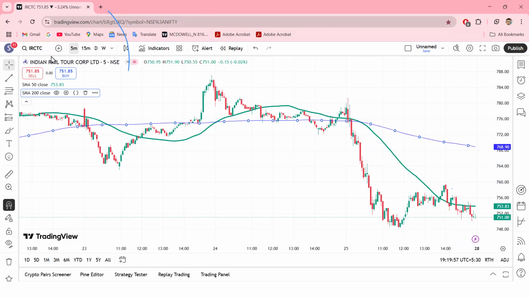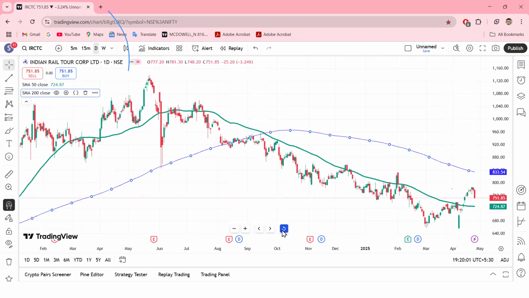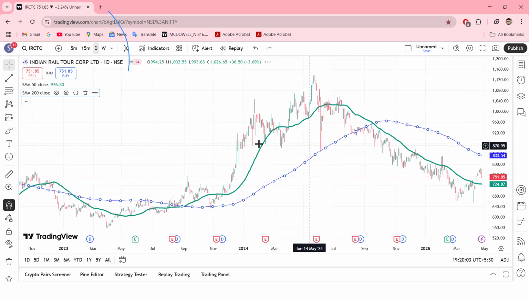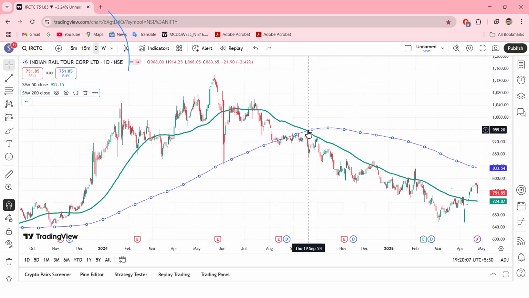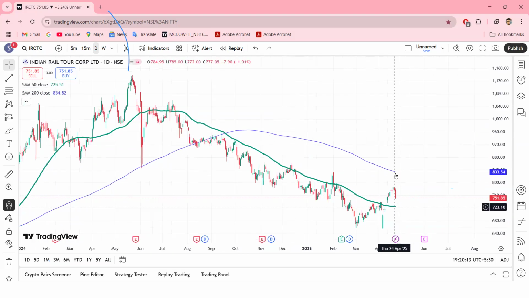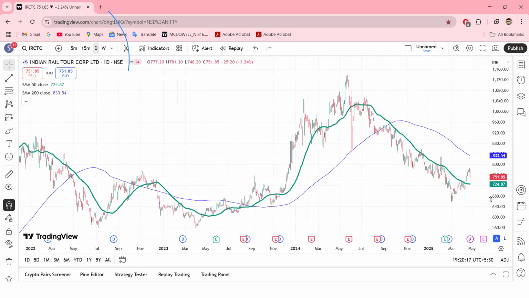Do not choose a 5 minute, choose the daily time frame, because this is on the daily time frame. Currently in IRCTC we have seen the death crossover. Once it crosses this line, it will be the golden crossover. Golden crossover means you can hold this stock up to 5-6 years. See, at this point in 23 it gave you the golden crossover.